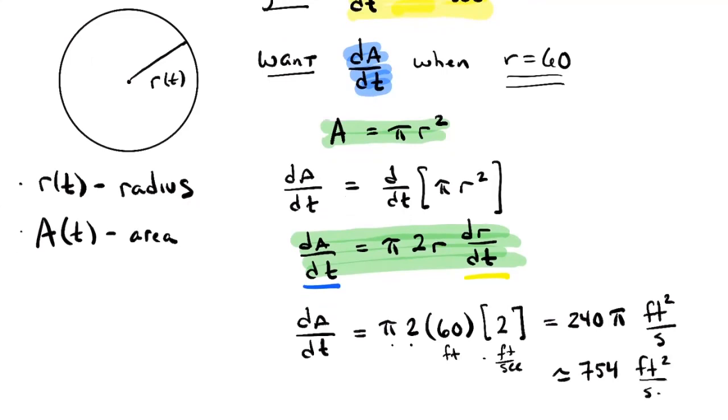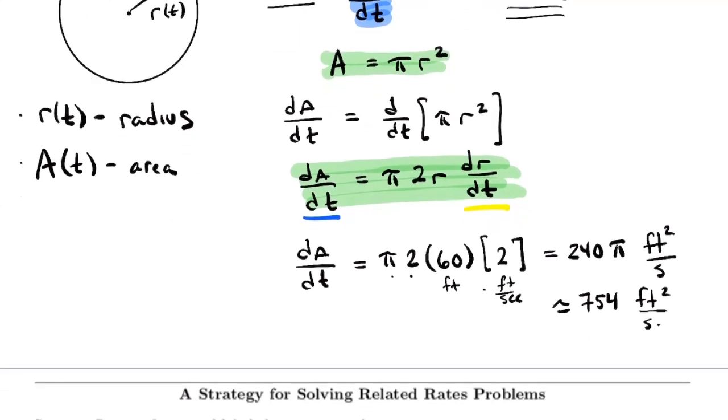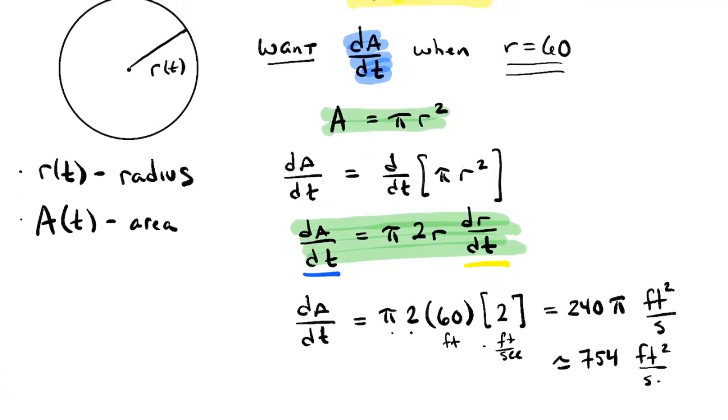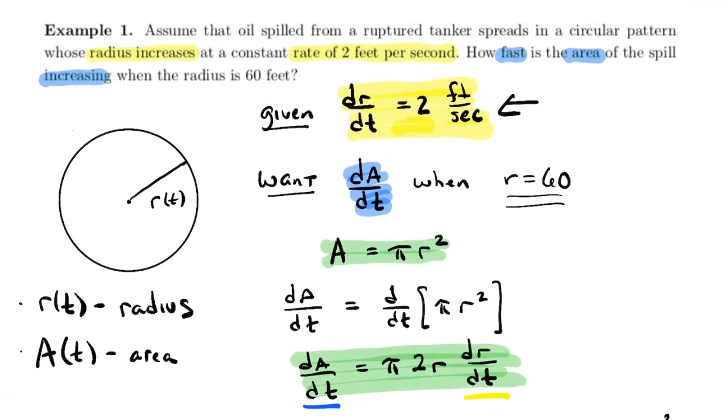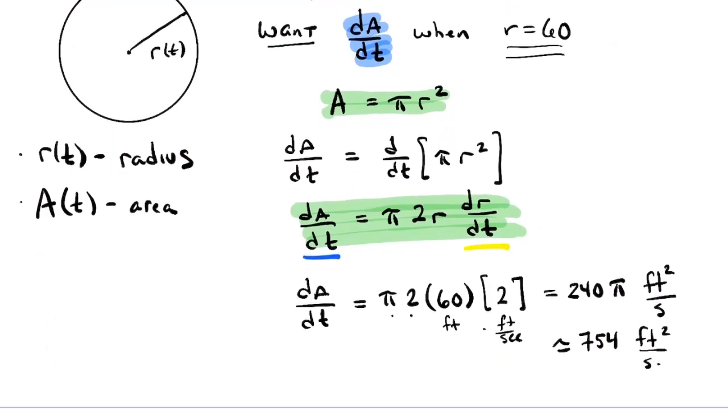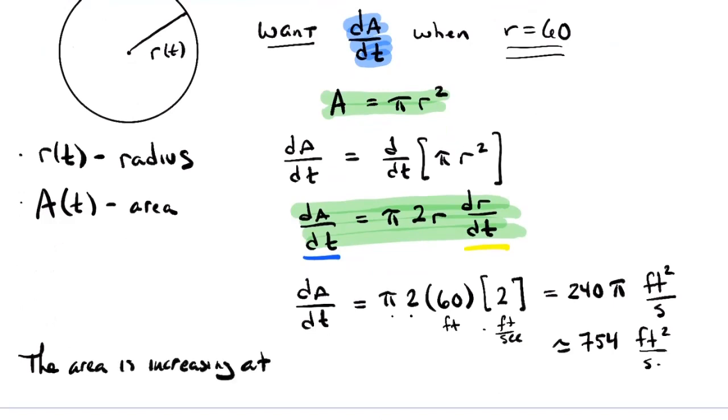So I think it's nice to answer the question in a complete sentence. I don't want to belabor this video and make it too long, but the question was, I'm sorry about all the scrolling, how fast is the area of the spill increasing when the radius is 60 feet? So my answer is the area is increasing at 754 feet squared per second when r is 60.